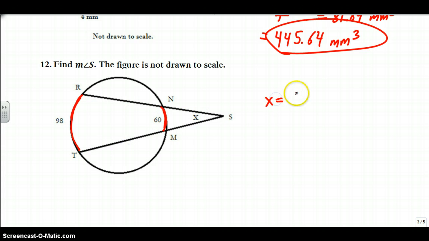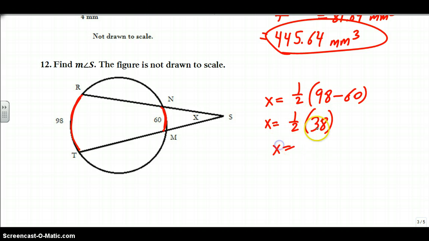So X actually equals 1/2 times 98 minus 60. On your most recent quiz, people kept forgetting to take half, so they would just put 38, but it's actually 19 degrees. Okay.